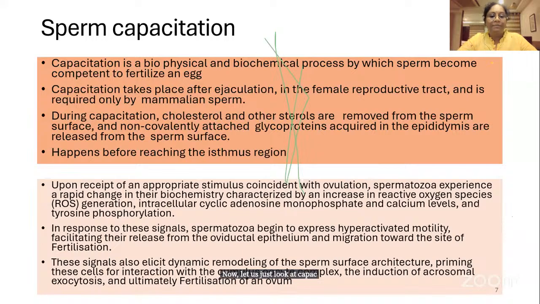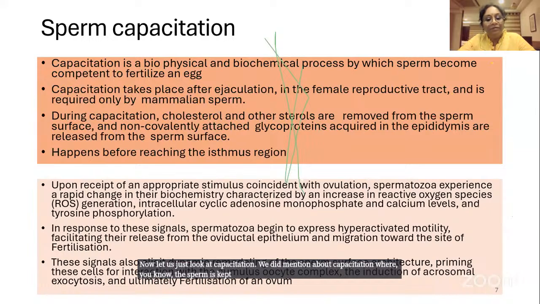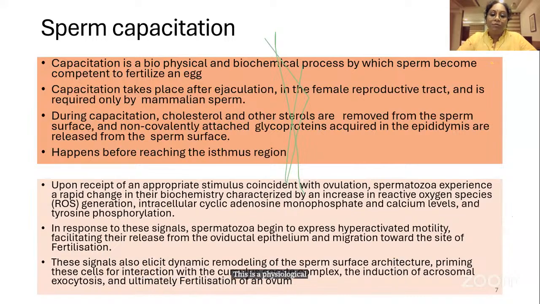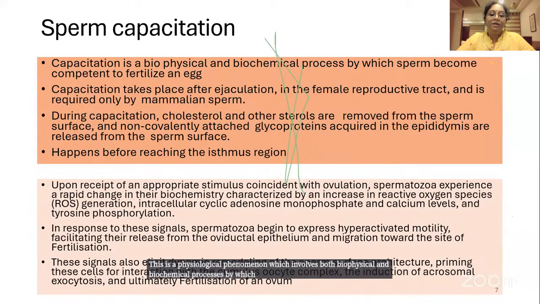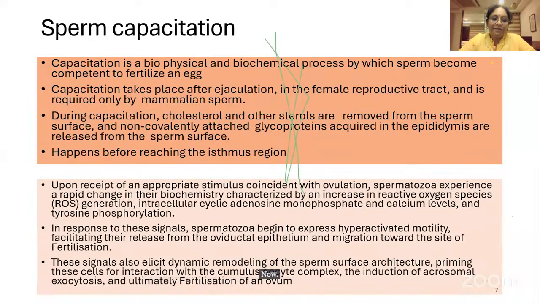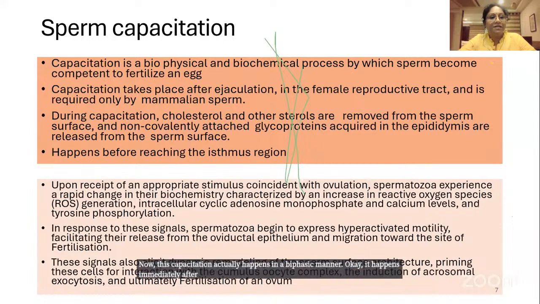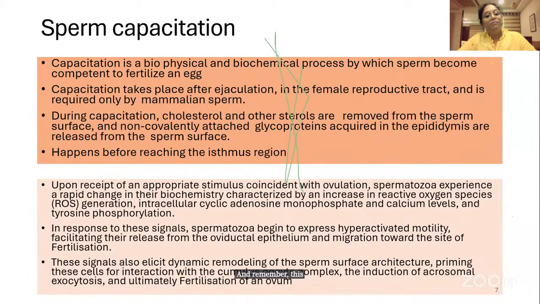We did mention capacitation, where the sperm is kept in a stage before capacitation. So what actually happens during this process? This is a physiological phenomenon which involves both biophysical and biochemical processes by which the sperm becomes competent to fertilize the egg. Now, capacitation happens in a biphasic manner. It happens immediately after ejaculation. The initiation of capacitation happens in the female reproductive tract. And remember, this is required only by the mammalian sperm.